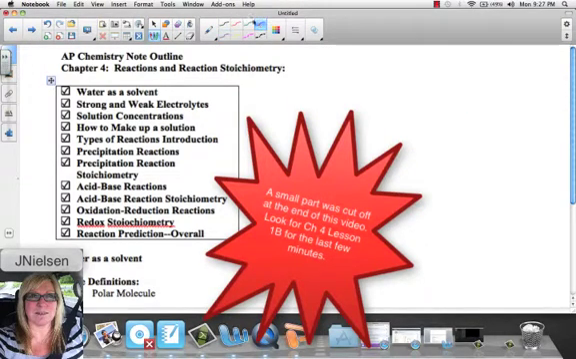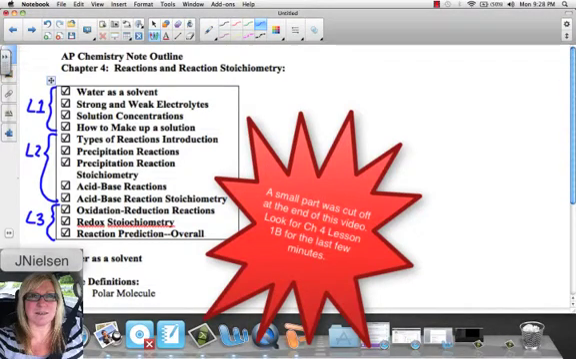As you can see, there are quite a few objectives, so how we're going to break this down is water as a solvent up to how to make a solution will be Lesson 1. Types of reactions, introduction, precipitation, precipitation reaction stoichiometry, acid-base reactions, and acid-base stoichiometry. That is going to all be Lesson 2. And then the third lesson we will finish up with oxidation-reduction reactions, redox stoichiometry, and just reaction predictions overall. So there will be 3 lessons in this unit.